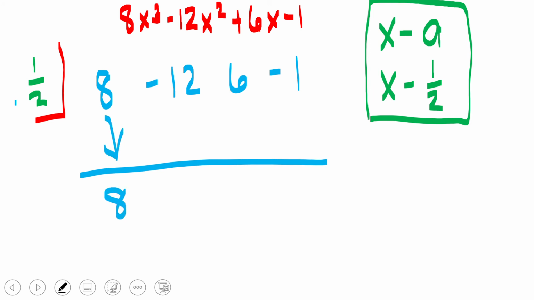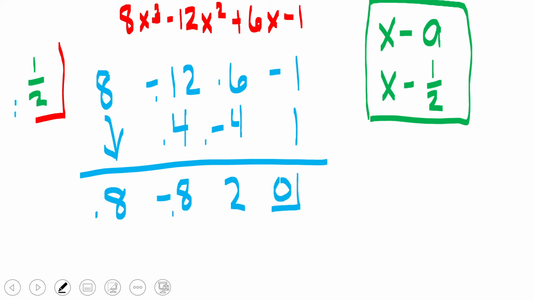We have 1/2 times 8. That's 4. Set it here. Negative 12 plus 4 is negative 8. Now we have 1/2 times negative 8. That's negative 4. Set it here. 6 minus 4 is 2. We have 1/2 times 2. That's 2 over 2, which is 1. Set it here. Negative 1 plus 1 is a 0.